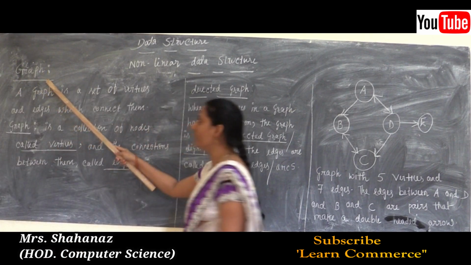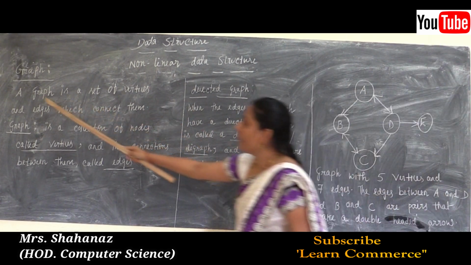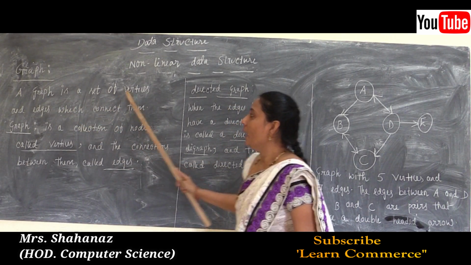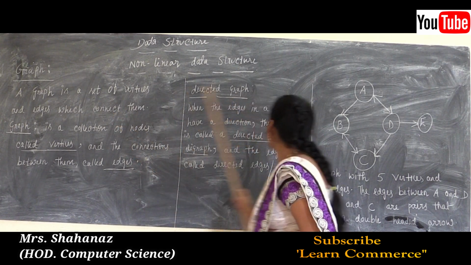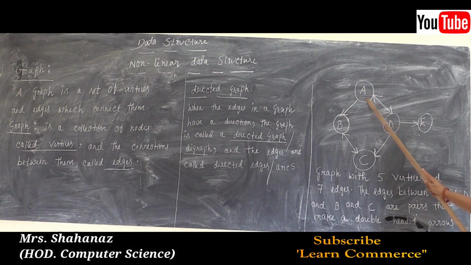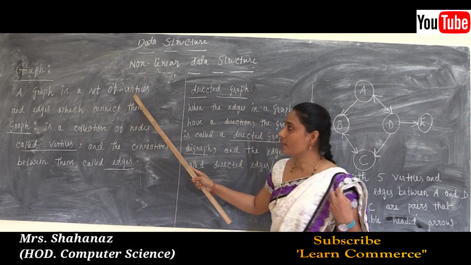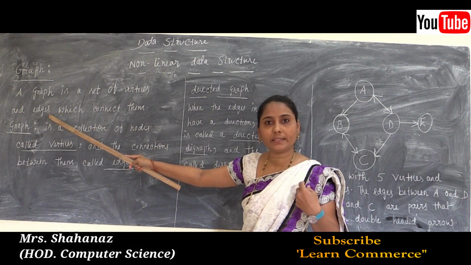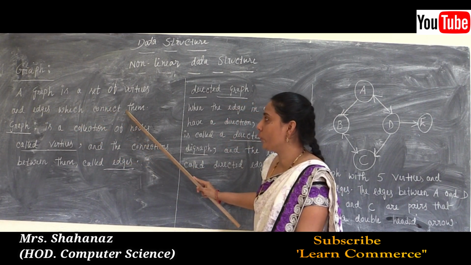In our graph, this is the diagram of the graph. A graph is a set of vertices and edges which connect them. This is the meaning of the graph. Here, vertices means the nodes; the collection of nodes is called the vertices. Here 1, 2, 3, 4, 5 vertices are there. So a graph is a collection of vertices and edges. That means each node connected to another by using links is called an edge, and it connects them one to another.